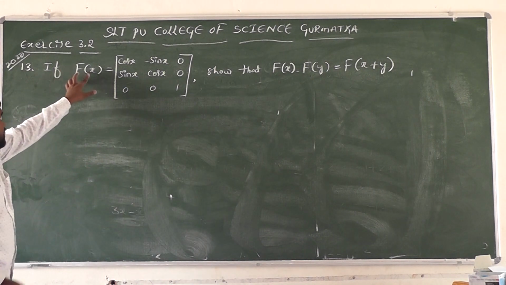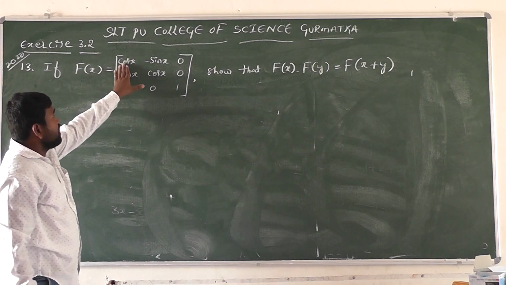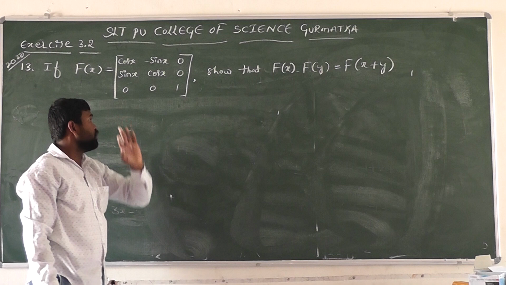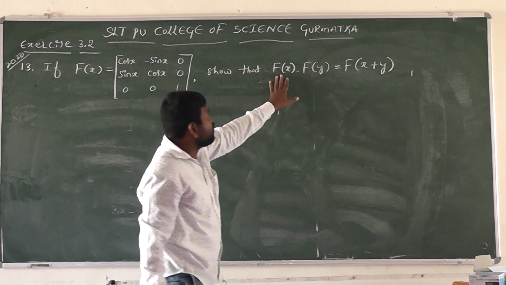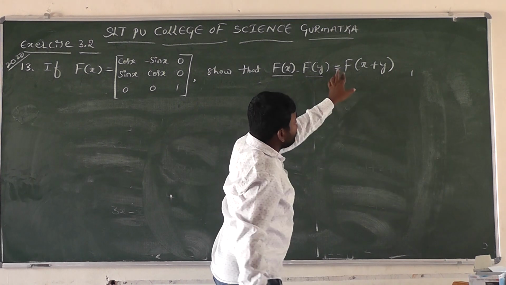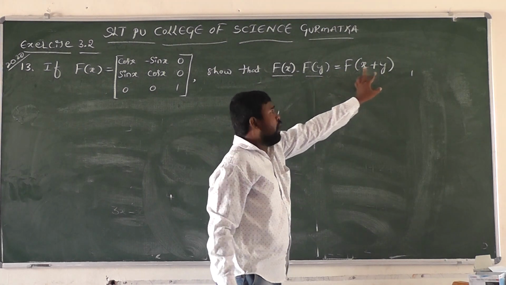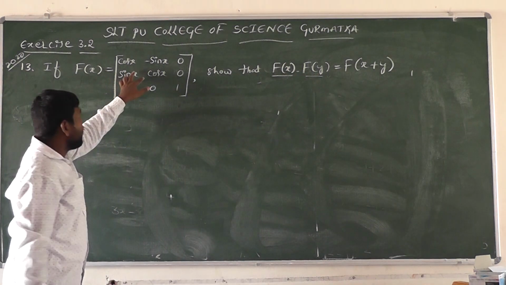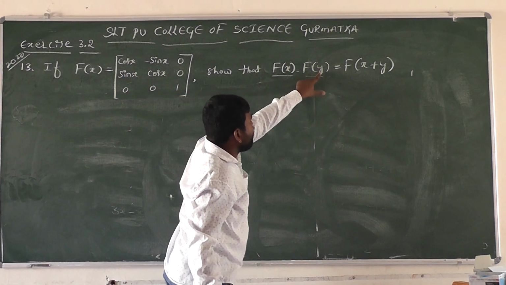If f of x is equal to, here a 3 cross 3 order matrix is given: cos x, minus sin x, 0; sin x, cos x, 0; and 0, 0, 1. Show that, what we have to prove here, f of x into f of y is equal to f of x plus y. Already f of x is given here. What is f of x here? This one. And f of y we have to find out.